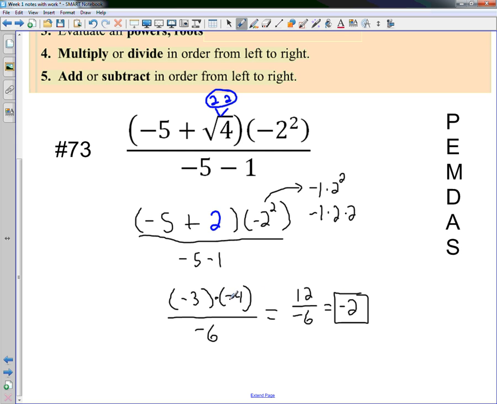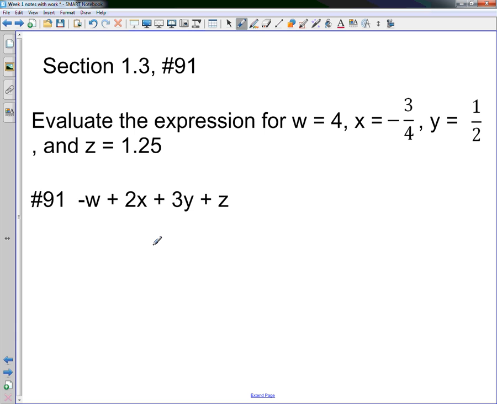Alright, let's look at another one that's similar. So this is evaluating. Now the only thing that's extra with evaluating is we actually have to plug the numbers in first. Then once we get them plugged in, we're going to go through the order of operations. So I have 4 for W. Everywhere there's a W, I'm going to plug in a 4. So this first one's going to be negative, and I'm plugging in the 4.